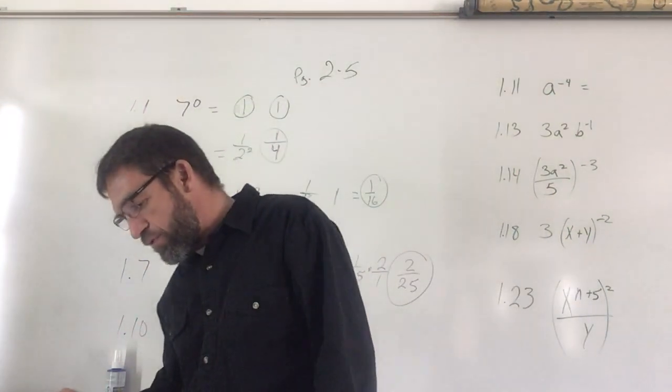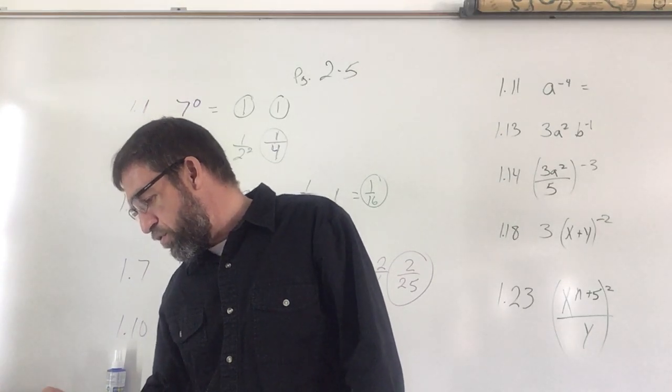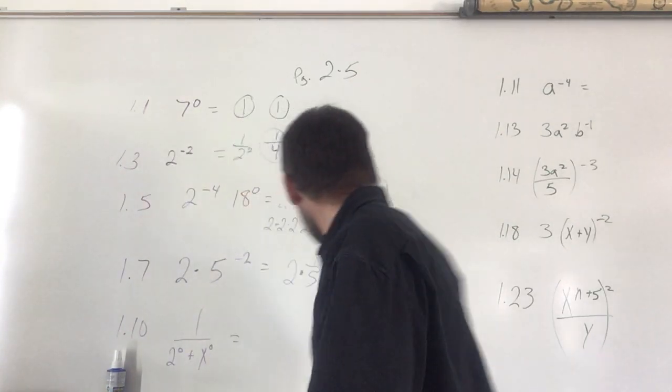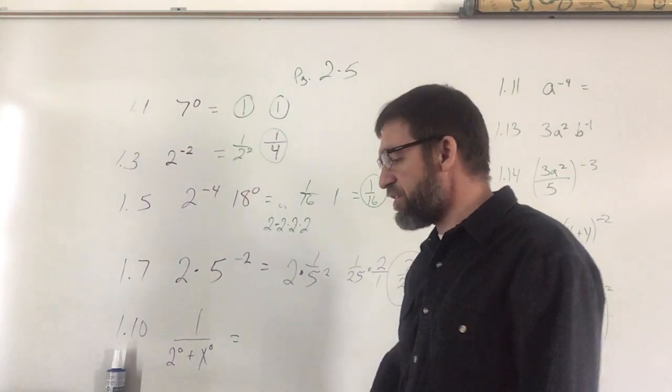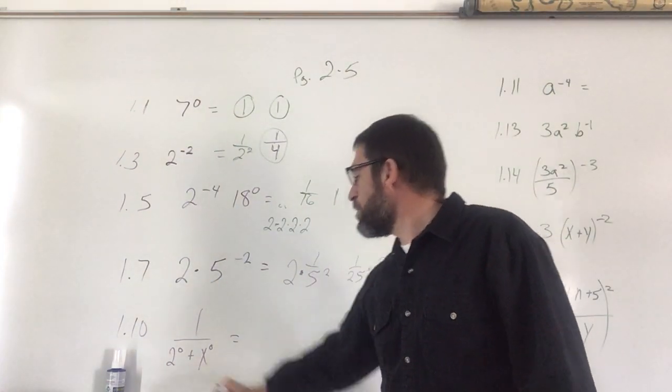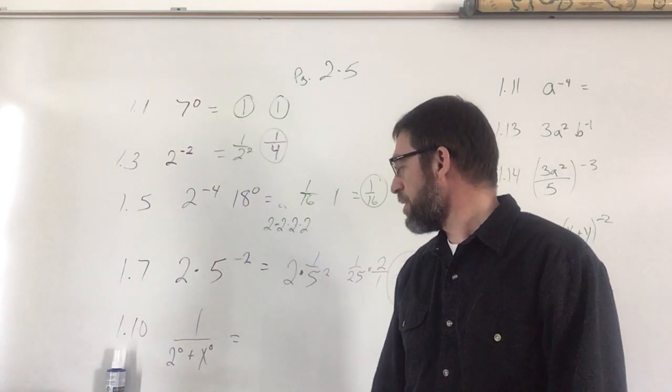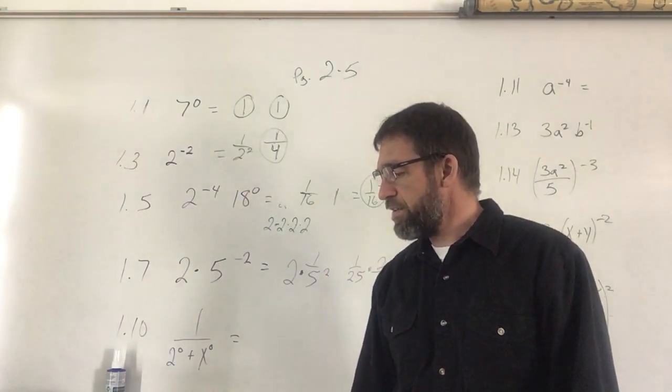Let me see if I did this one right. 2/25 for 1.7, that's correct. I have one more to do in this section. I will do down here at 1.10. That's the last one, I think, yes.